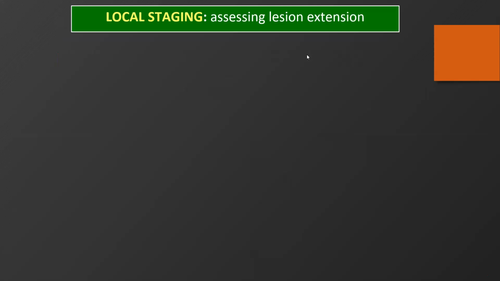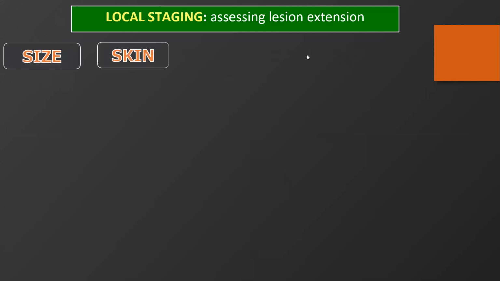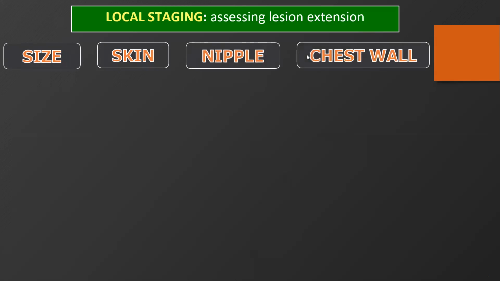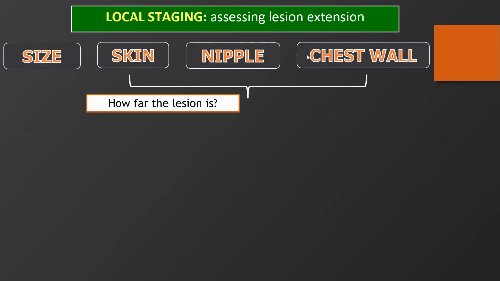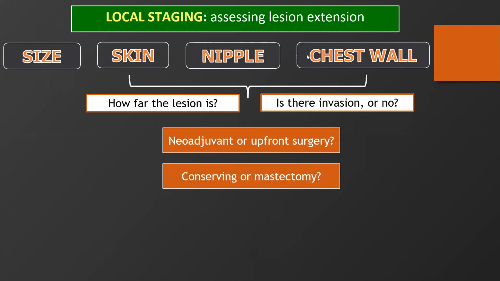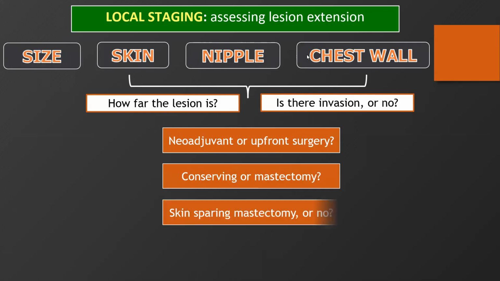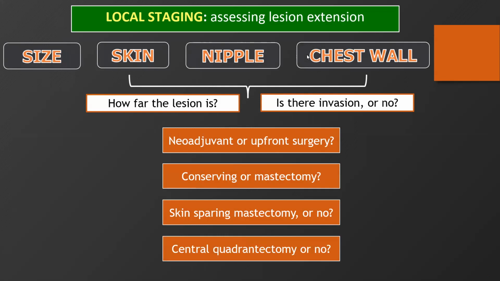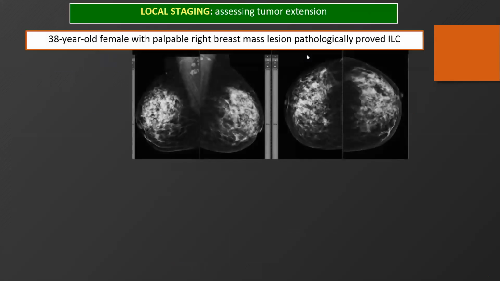And when speaking of extension, it's not about the tumor size, it's about the relation of this tumor to the skin, to the nipple, and to the chest wall. And actually, we have to define how far the lesion is from these structures and whether there is actual invasion or not. Because only based on this information can the surgeon say whether the patient can take a neoadjuvant or upfront surgery, whether she can perform a conserving breast surgery or mastectomy, if she is feasible for a skin-sparing mastectomy or no, or if she can perform central quadrantectomy or not.